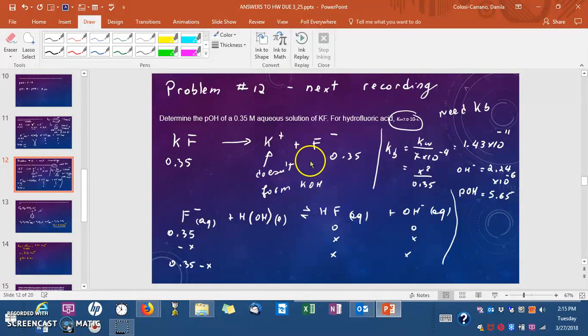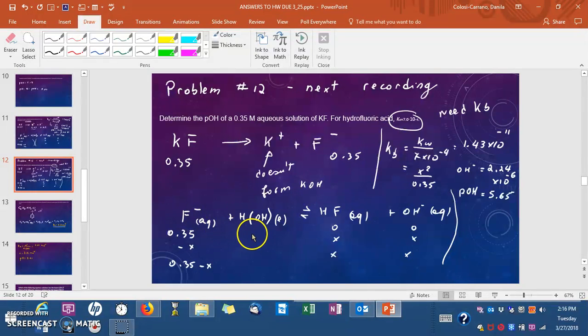But when you break it in water, K floats away, so it doesn't form any KOH. Remember, KOH doesn't want to stay because it's a strong base, it dissolves very fast and completely. So the only thing that you have left is F minus. Once you have F minus, basically you can use this equation to determine how much concentration of F minus you're going to have. Once you know it, then you can start your reaction in water.